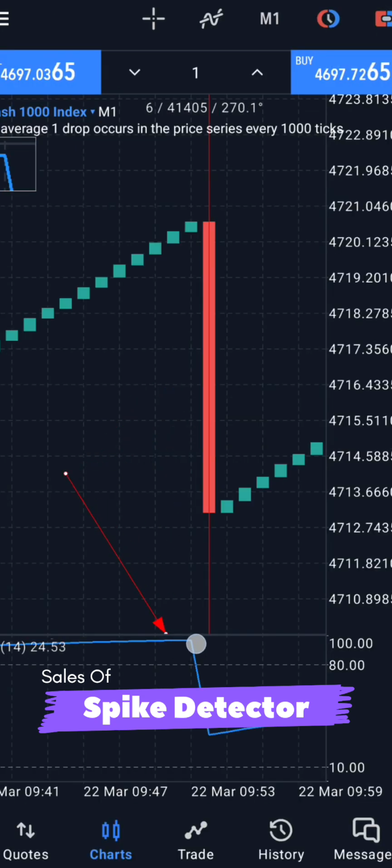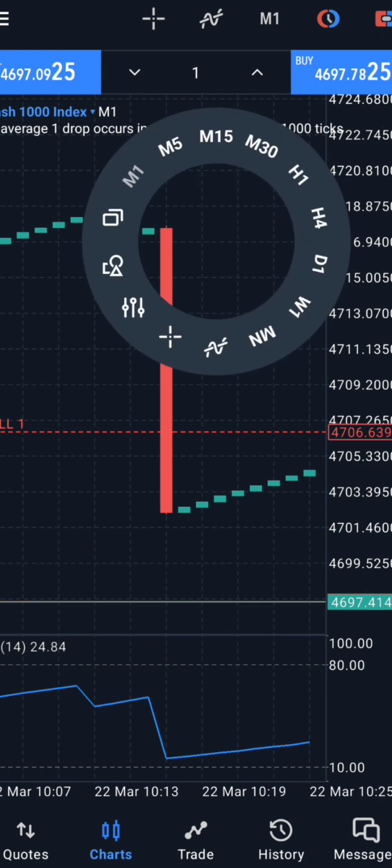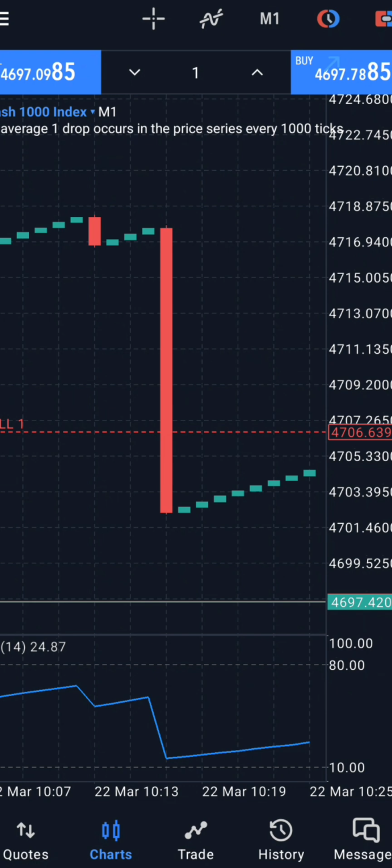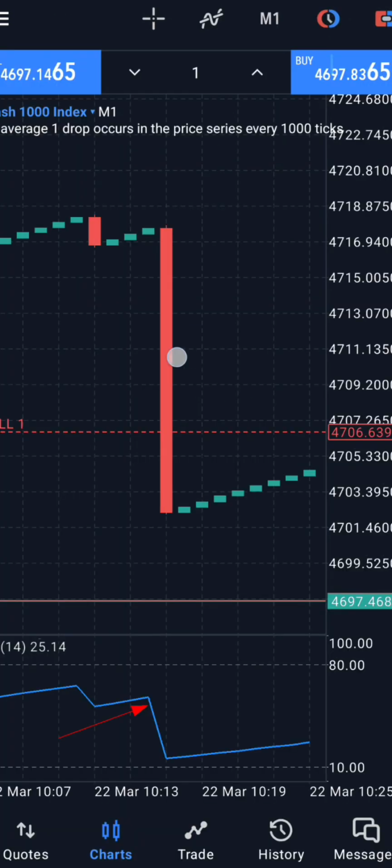Talking about this, I now see that on the RSI, which is indicator window 1, it has gotten to 100. A spike occurred. Right now, let's go down again. You can see another spike occurred at this level. Another spike occurred at this level here, which is actually on the same level.